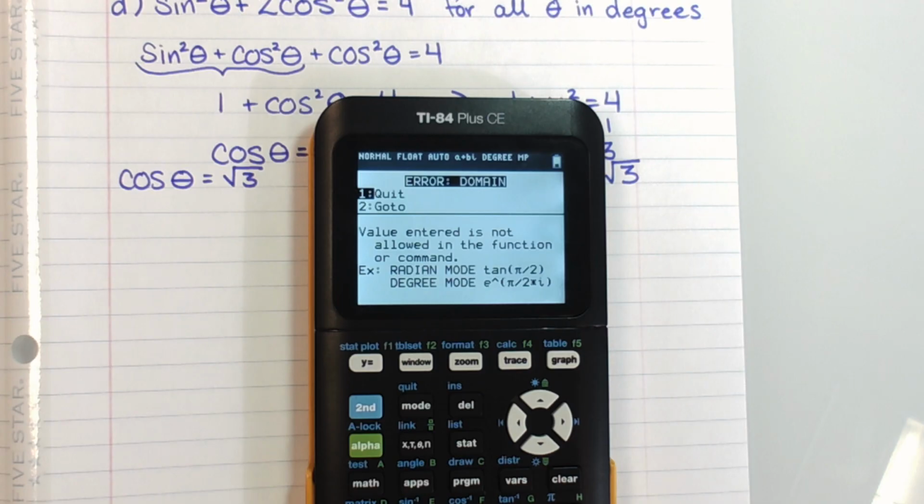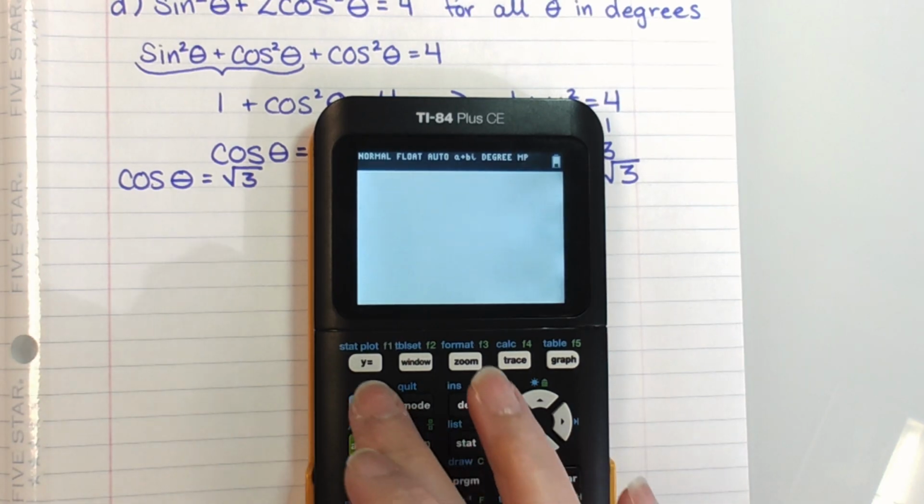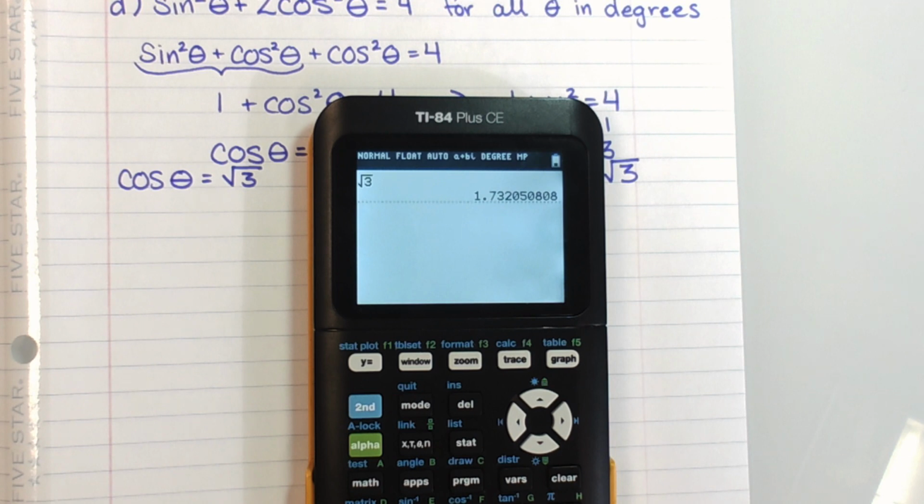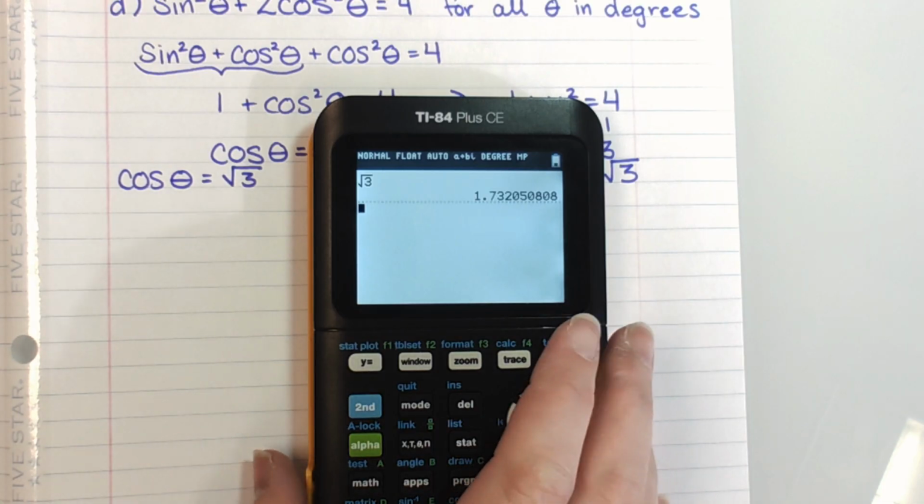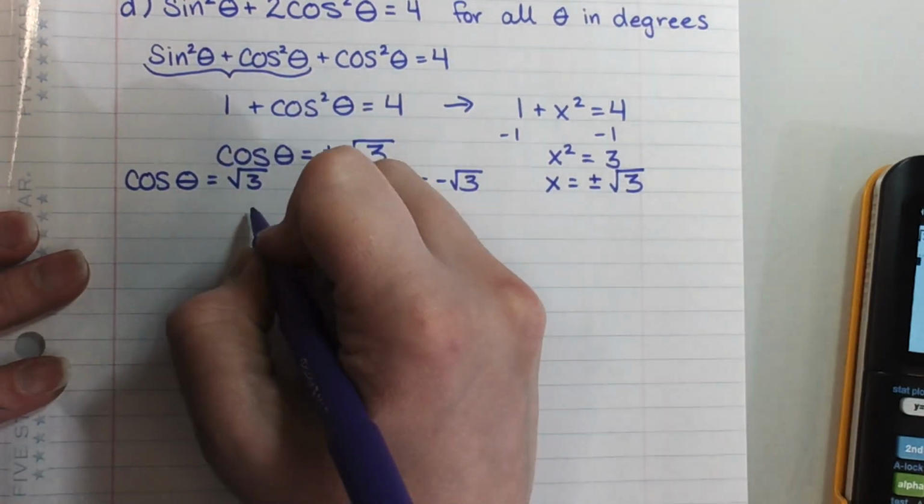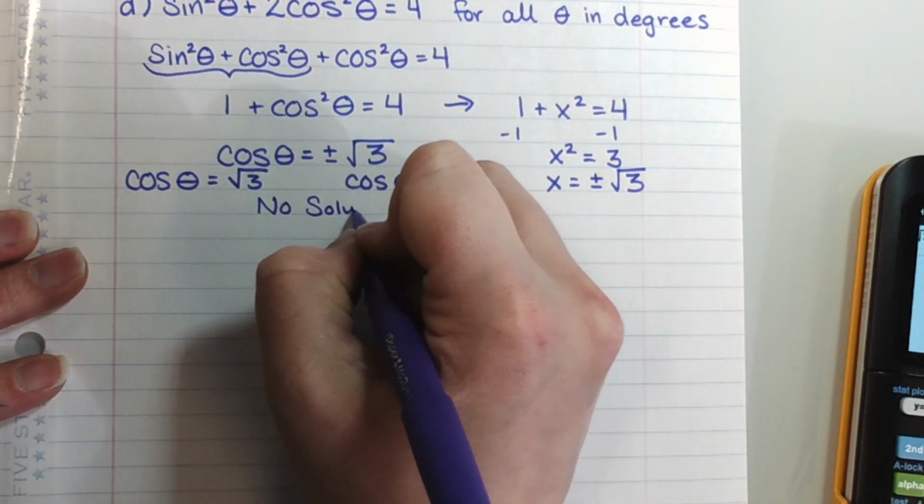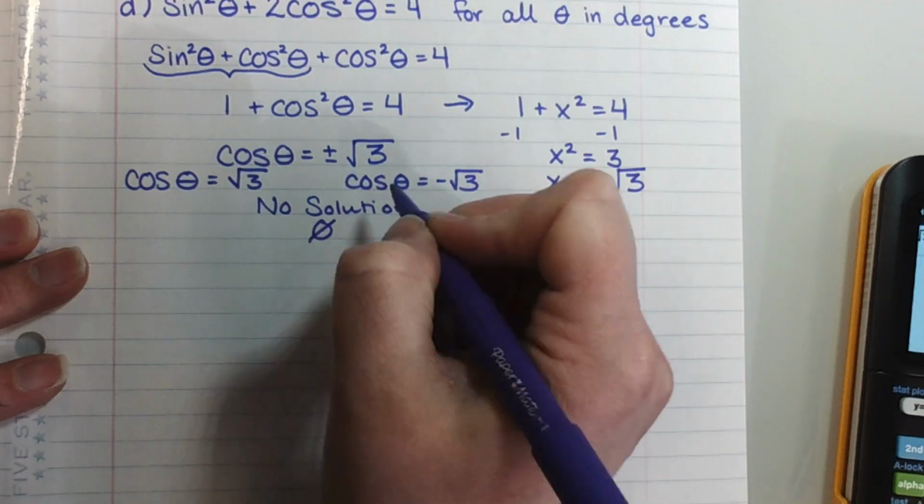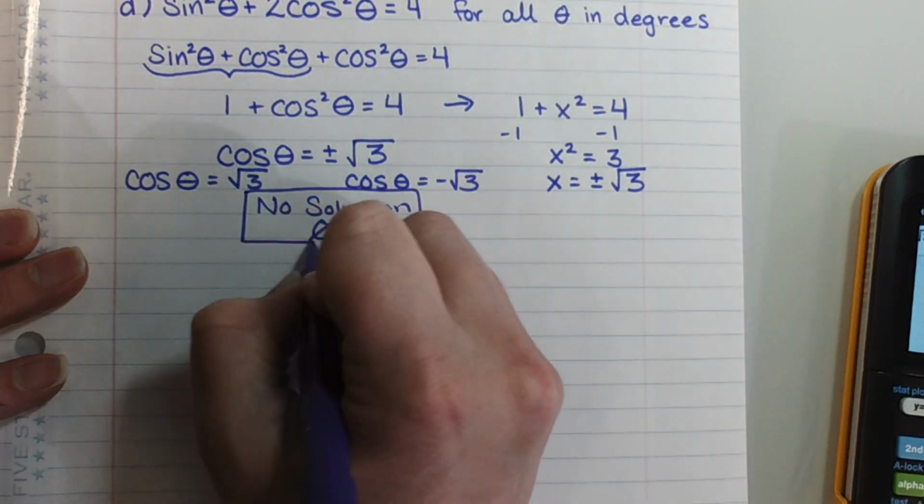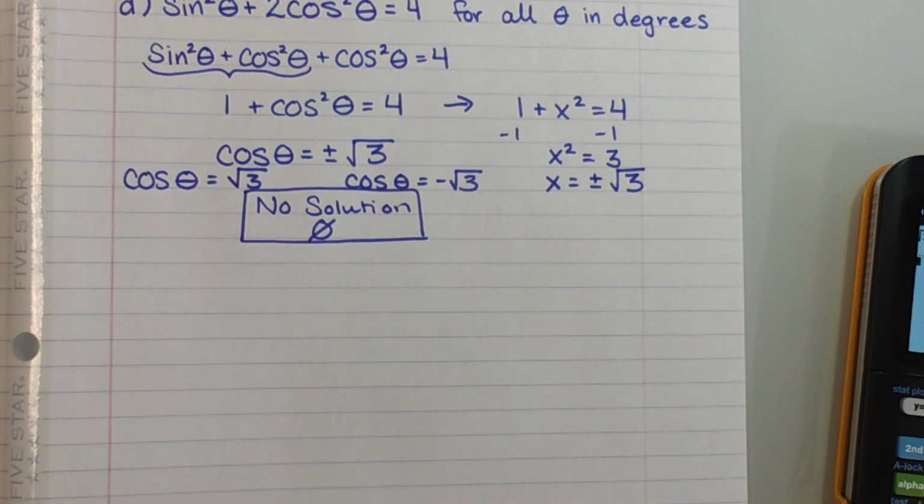No. What's the biggest that cosine gets? 1. What's the smallest it gets? -1. Square root of 3 and negative square root of 3 is not within the range. It's not within the domain of inverse trig. So in this case, it is no solution. But it's not guaranteed to be no solution just because it's not on the unit circle.